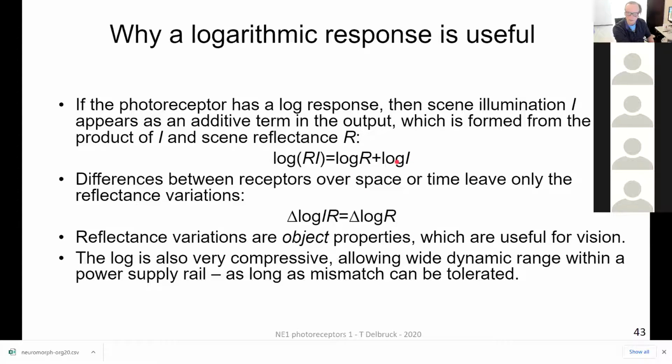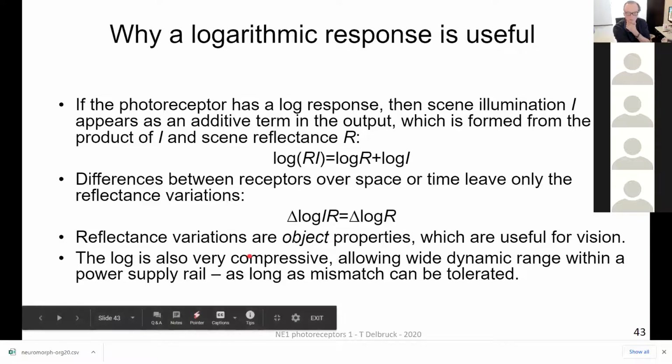So presumably the scene illumination doesn't change. What's changing is the reflectance of the world, right? Because your camera is moving and looking at different parts of the scene. And so what your pixel sees is different reflective surfaces. And so differences between receptors over space or time leaves only the reflectance variations. So in other words, the change in this log of the scene illumination times the reflectance is just the change in the log of the reflectance. And so these reflectance variations are object properties, which are useful for vision.